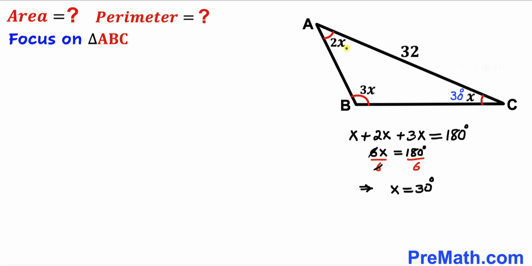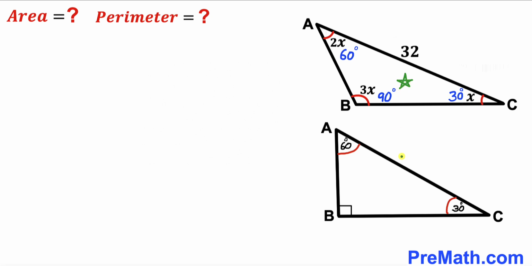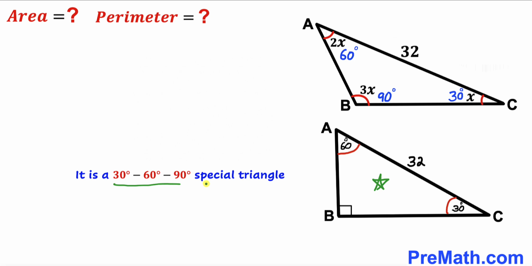This angle 2 times x is going to be 60 degrees, and finally 3 times x is going to give us 90 degrees. Now let's make an observation. We can see that this angle is 90 degrees, so this must be a right triangle. So we have modified this triangle as this right triangle ABC, where this angle is 30 degrees, this angle is 60 degrees, and this is our 90 degree angle. Furthermore, we know that this AC side length is 32 units. And now we can see that this triangle is our 30, 60, 90 special triangle.